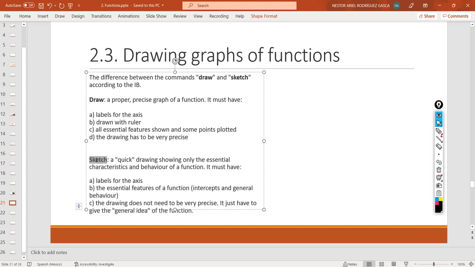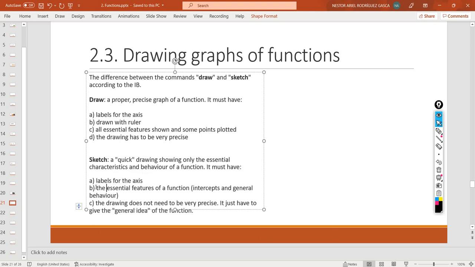The concept behind sketch is the following. It's just a quick drawing, please don't confuse this with that. It's a quick diagram or drawing showing only the essential characteristics and behavior of a function, and it must have labels for the axes, just as before. The labels must always be there.